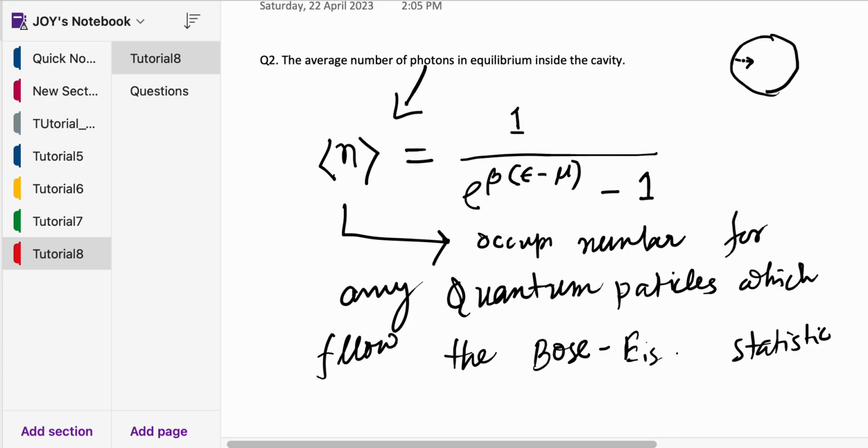Means with the surroundings, with the wall of the black body and the cavity, the photons are always allowed to exchange. The photons are spontaneously re-emitted and absorbed by the wall. So that's why the total number of photons is not conserved inside a cavity.